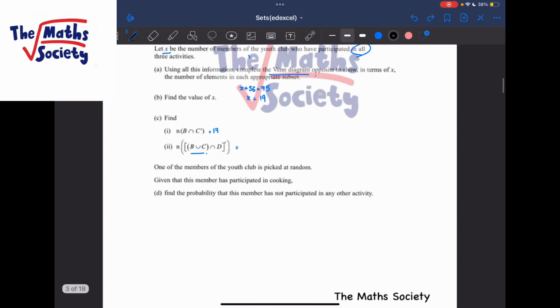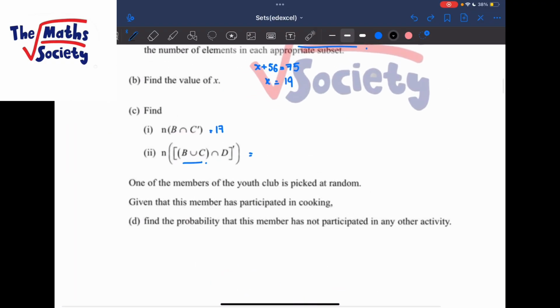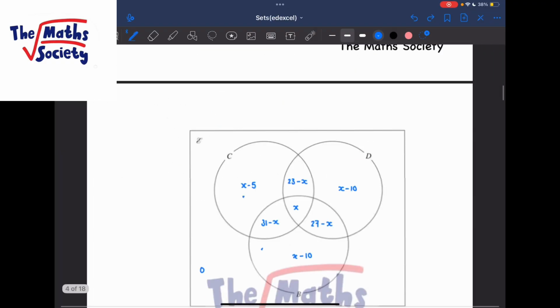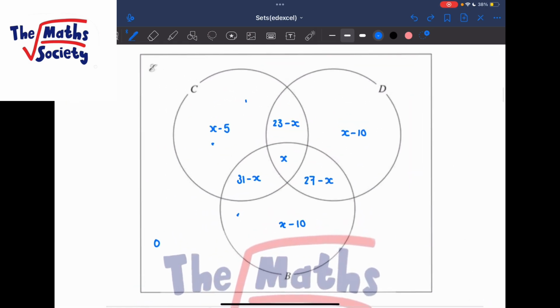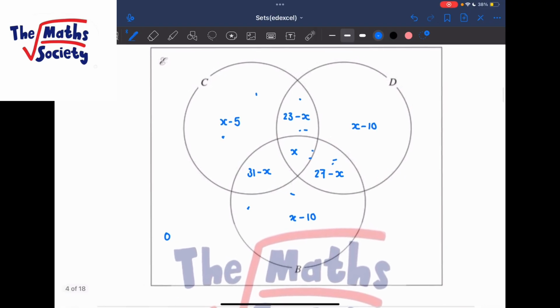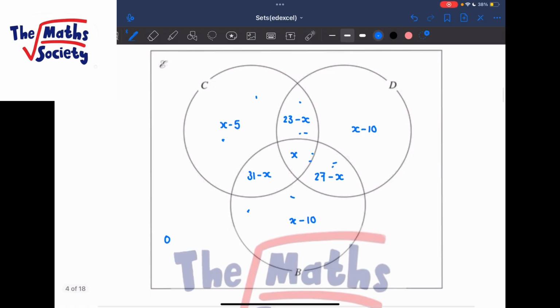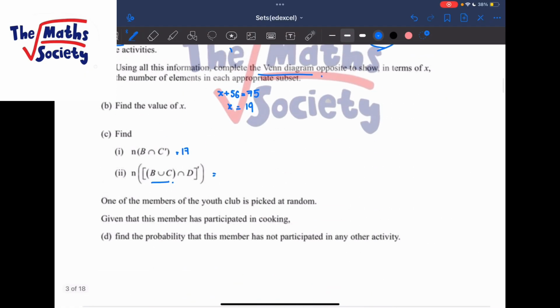So it means it's just going to be, let me just have a look. B union C intersect D. B union C intersect with D, which is going to be these 3. And then it's the prime of it. So not just these 3, but all the other ones. So what you're going to end up with, you can calculate all of it as 19 minus 5, 31 minus 9. Oh, sorry, 19 minus 10, and 18 minus 10. It's going to make you end up with 44 at the end.